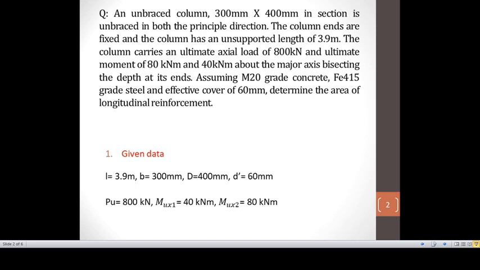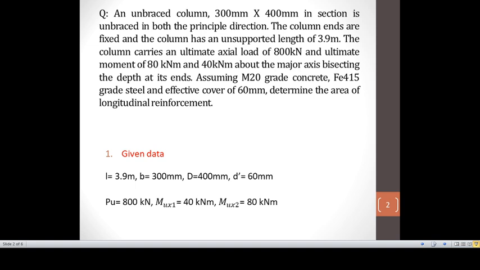The ultimate axial load is given as 800 kilonewton, which indicates PU is equal to 800 kilonewton. And the two values of external ultimate moment are given as 80 and 40, as I told earlier. This may be acting at the two ends of the column, top and bottom end of the column. Also it is mentioned both are acting about the major axis. So the major axis is the x axis.